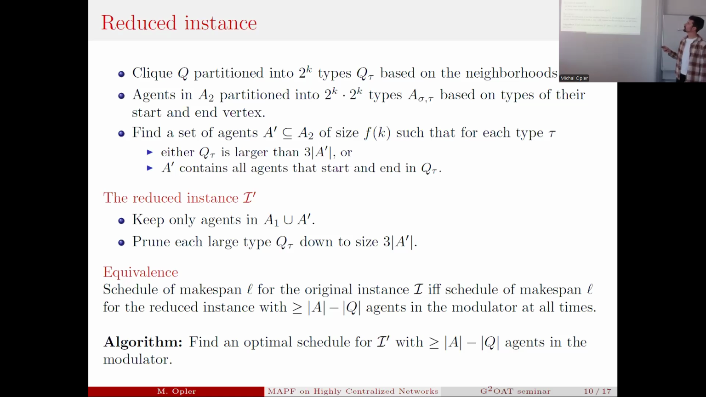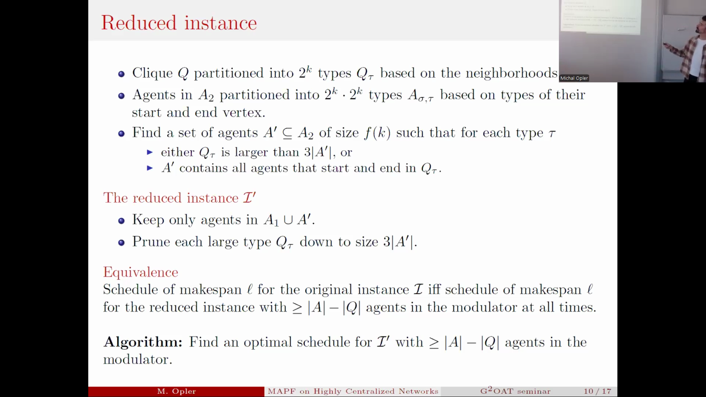So as usual, when we look at the clique, the modulator induces some bounded amount of types within the clique, given the neighborhood of the vertices. So depending on what the neighborhood of a vertex in the clique is, we can partition them into 2 to the k types. And similarly, we can partition these blue agents in A2 into 2 to the 2k types, simply basing on types of their start and end vertex. So I look at in which bag the agent starts and in which bag the agent ends, and I have 2 to the k times 2 to the k types.